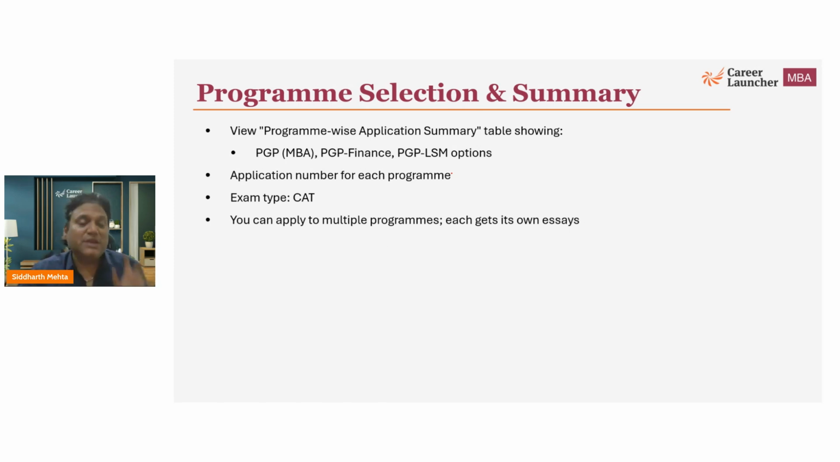Program selection and summary. Now, this is something that you would have selected while filling up the CAT form. If you have selected three programs and if you are shortlisted for all three, then you have to fill up three different forms. Not three different forms, but the last part of that would be different, right? So this would be in your tab if you have been selected for one, two, or three programs, right? So there is an application number for each program.